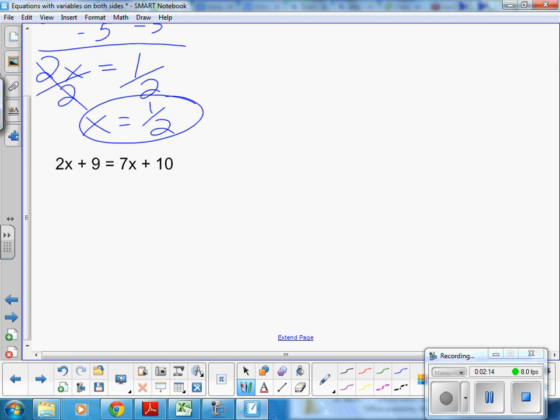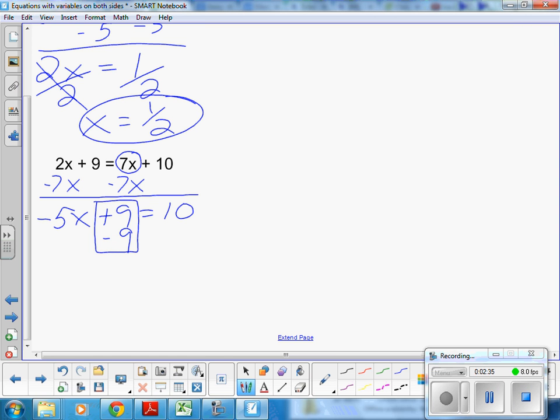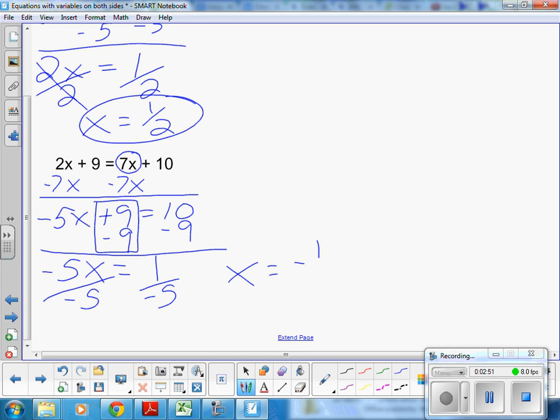Next problem. Again, same problem, same setup. I'm going to get rid of this 7x by subtracting 7x. What I do to one side, I must do to the other. That's a negative 5x plus 9 equals 10. Subtract 9. To get rid of an add 9, I need to subtract 9. That'll give me 0 there. Subtract 9. So I have a negative 5x is equal to 1. Divide by a negative 5 on both sides, and I get x equals a negative 1/5.